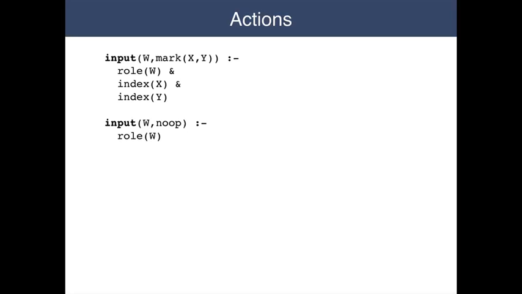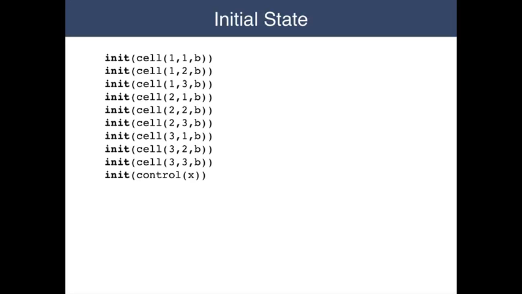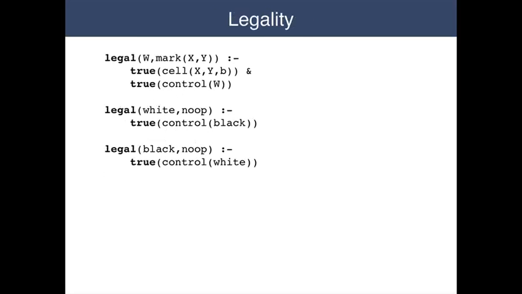Now, we can do the same for actions. An expression mark of x, y is an action for w if w is a role and x is an index and y is an index. And no-op is a possible action for either of the 2 players. Okay, here we characterize the initial state by writing all relevant propositions that are true in the initial state. In this case, all cells are blank and the x player has control. Next, we define legality. A player may mark a cell if that cell is blank and it has control. Otherwise, the only legal action is no-op.